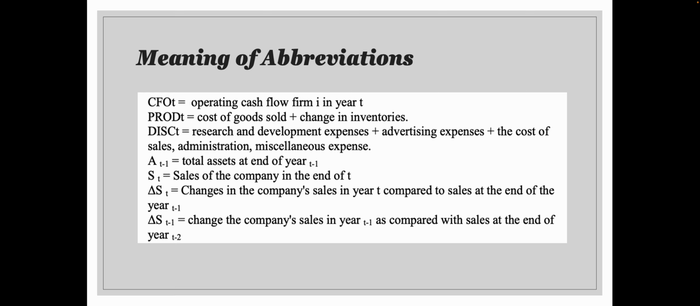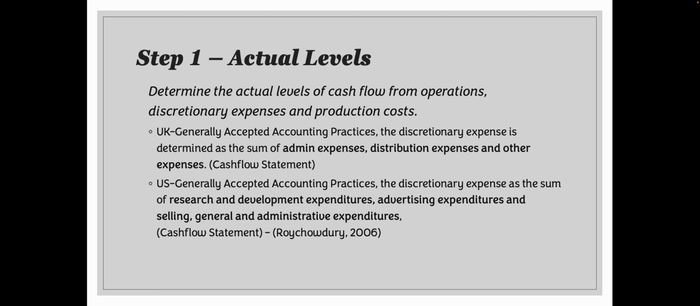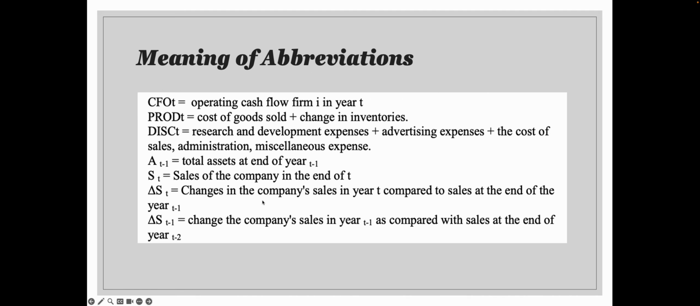Now, the meanings of the abbreviations. CFO is the operating cash flow of firm i in year t, product cost is cost of goods sold and changes in inventory, and discretionary is research and development, advertising cost, and sales and administration for the US. But if you are in the UK, like I said in the earlier slide, please follow that. I'm just giving you an example. And A is the total assets at the end of the year, with changes in the company sales from t minus 1 compared to the end of year t.